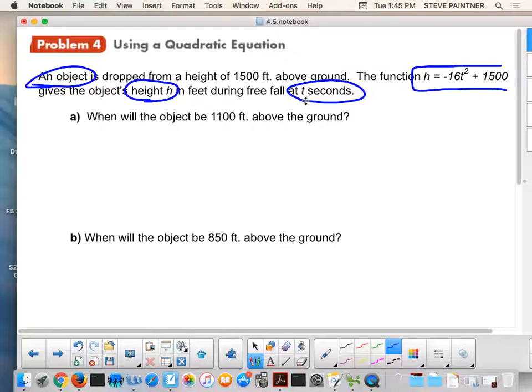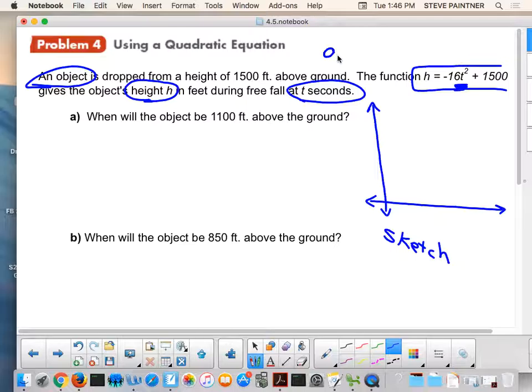An object is dropped from 1,500 feet above ground. Here's the deal. You guys, you can look at the equation. You can know where the ball is right away. Remember this? You could sketch, quick, you could sketch the parabola. First of all, it is a parabola, right? Because it's t squared. The a value is negative, so the parabola goes which way? This way? Down.